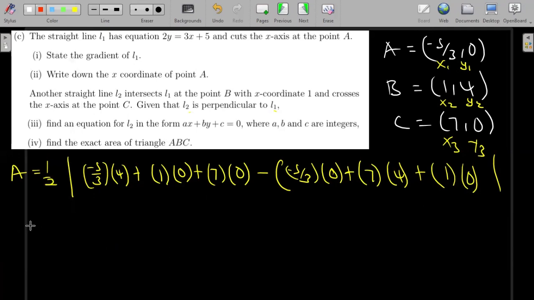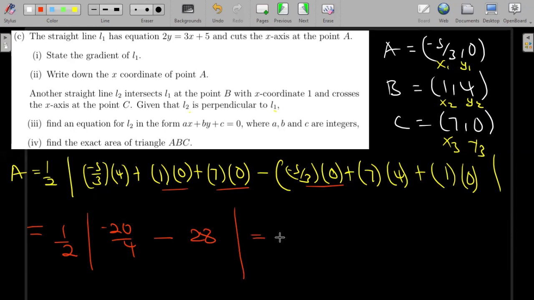So from here, we're going to say this is equal to 1 over 2, modulus. Here, when we multiply, we have minus 20 over 3. Here, we're going to get 0. Here, we're going to get 0. And then I'm going to say this minus. Here, I'm going to get 0. Here, I'm going to get what? I'm going to get 28. Then there, I'm going to get 0. So we're just going to have this.